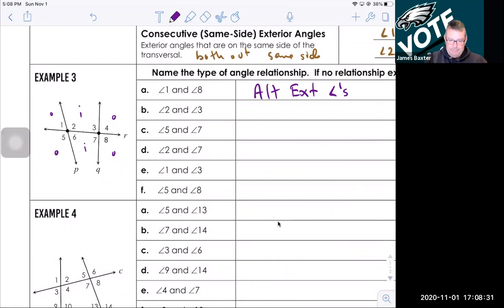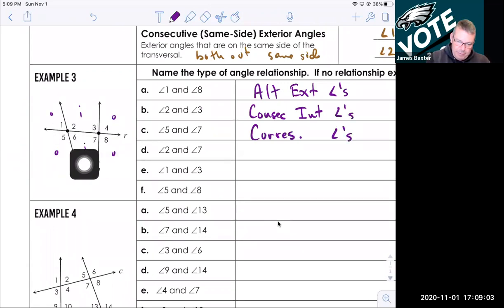2 and 3. I see 2 and 3 are both on the inside and they're on the same side. So that makes them consecutive interior. 5 and 7. I see 5 and 7. So 5's on the outside, 7's on the inside. And they're on the same side. Same side, 1 out, 1 in, corresponding. I guess I can throw my line angles thing at the end of this.